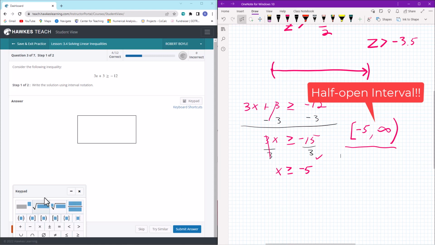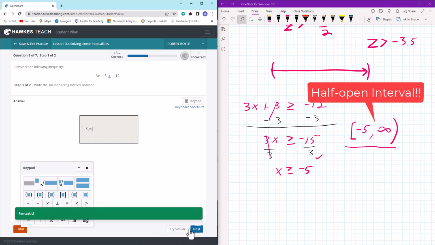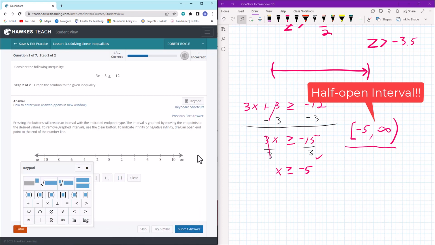So how would you do that? Well, first you're going to click on your keypad here, then come to your keypad, and notice that we have a bracket on the left-hand side and a parenthesis on the right-hand side, which is exactly what we have here. That's what we want. Click on that. Then type in -5, comma, and then use this symbol down here for infinity.